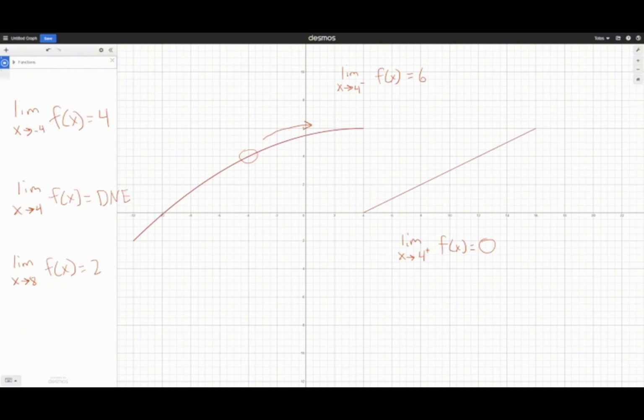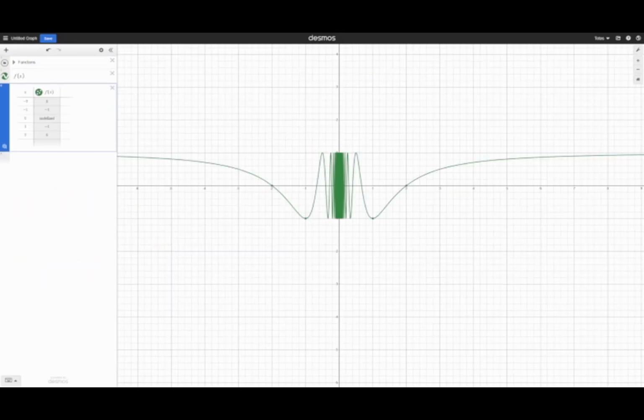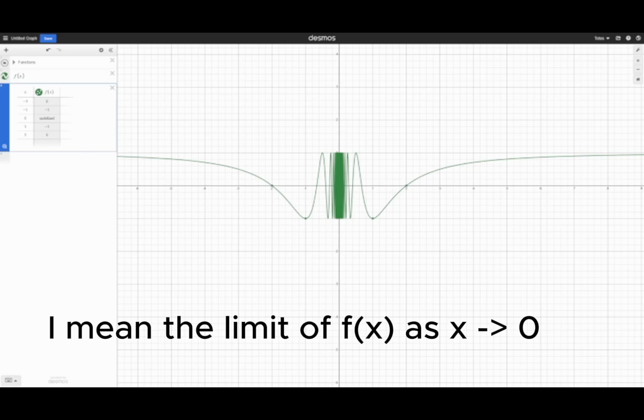Now, I did say that we were going to look at graphs where it's a little bit problematic. So let's look at that example, and then we'll look at one last thing. So let's take a look at this graph. Clearly, this graph is doing something a little bit funky, and I'm going to tell you right now, the limit for this graph doesn't exist.